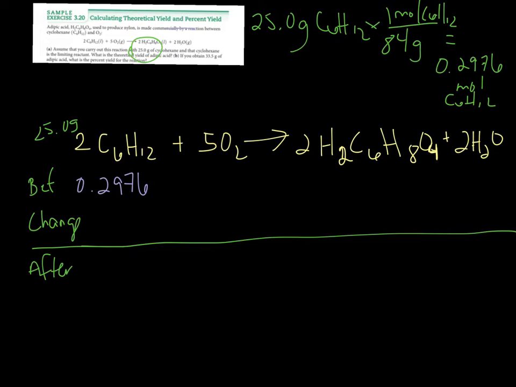So let's go back to our question, which you can read better on your paper, but it says that the cyclohexane is the limiting reactant, and we're going to look for the theoretical yield of this. So in the theoretical yield, all this has to be used up. So that means my change is going to be minus 0.2976 moles of the cyclohexane. All of it has to be used up. That's the definition of theoretical yield. All your limiting reactant is used up.